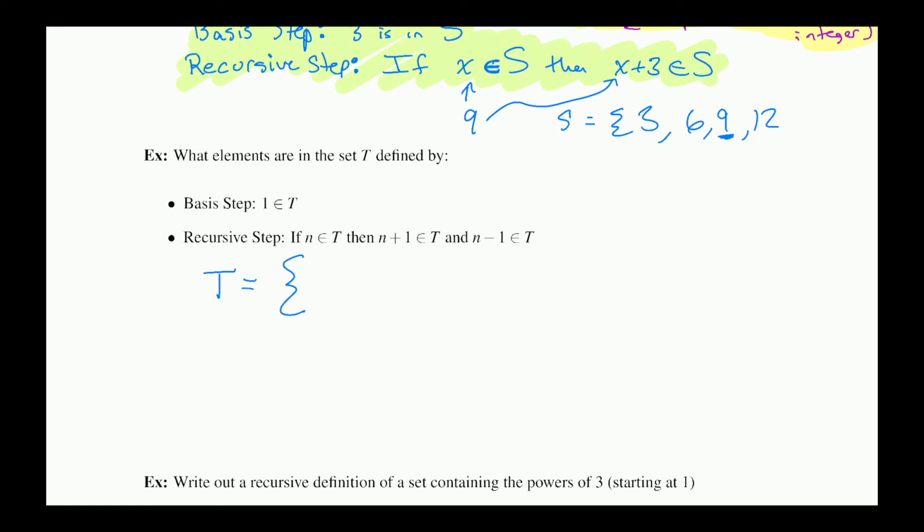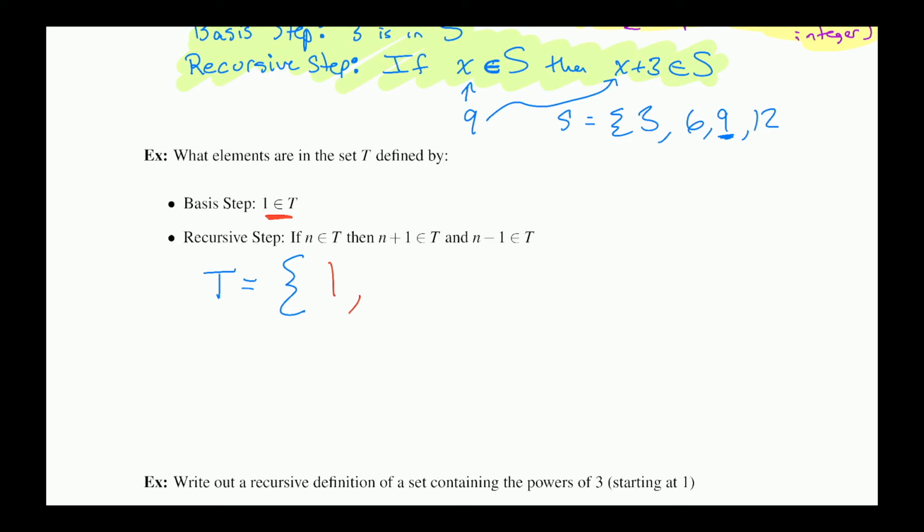Okay, so basis step: 1 is in T. So what do we do? Well, you just do that. 1 is in T. Okay, now then what you want to do is look at the rule, and the rule in the recursive step tells you how to get new things that are in T. So what's the recursive step say? So if n is in T, n plus 1 is in T, and n minus 1 is in T. And so there's actually two rules. And you can have two rules, that's fine. It's just telling you there's more than one different way to get something new in the set.